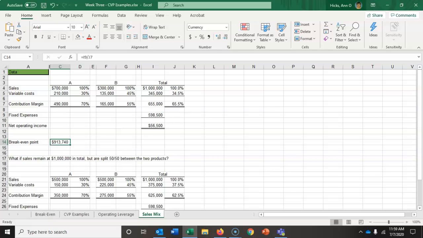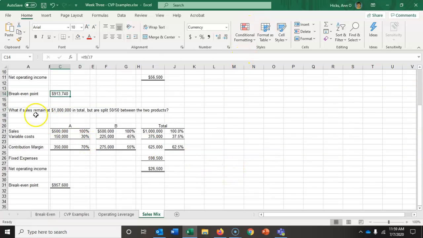Now, as we know, that assumes variable cost per unit remain the same, fixed expenses remain the same. It also assumes the sales mix is the same. Right now, we're looking at a sales mix of 70%, 30%. 70% of our sales are product A, 30% are product B. For this break-even point to be valid, whatever we sell has to be broken into that proportion. And I'll show you the impact of that not happening.